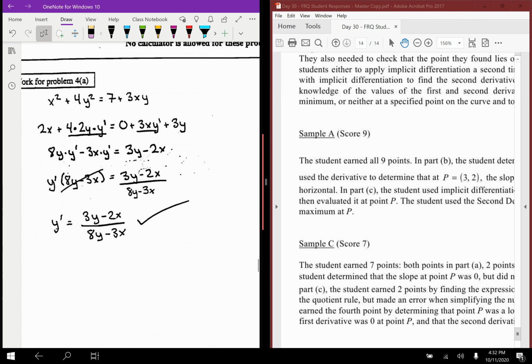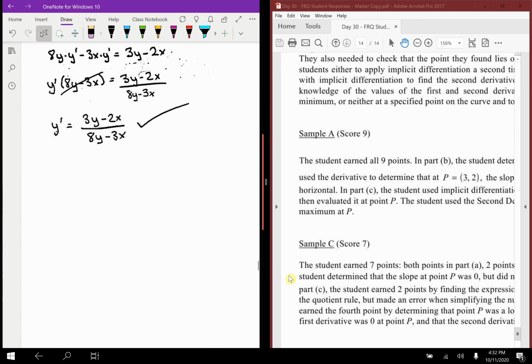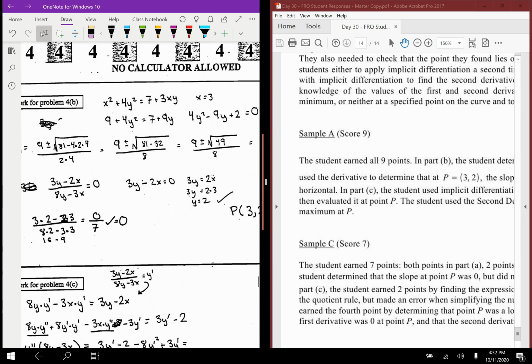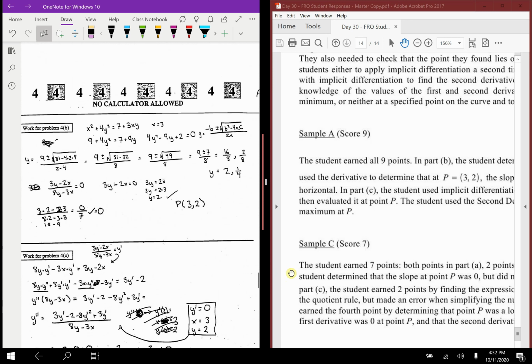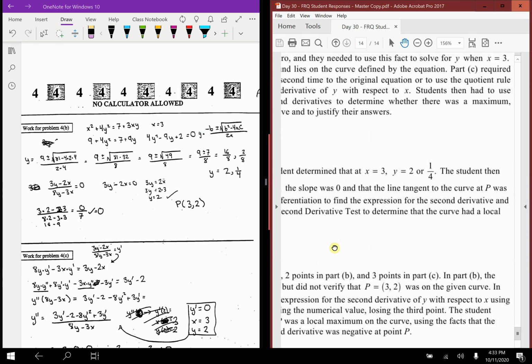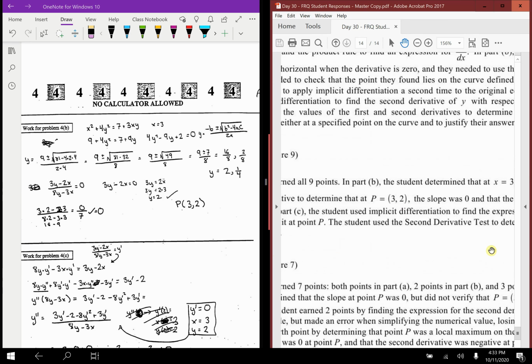So first one, they earn all points. They did very well here. Okay, for Part B, look at this crazy amount of work. Notice they went through and used the quadratic formula. Let's see, how did they get there? Well, they determined that at x equals 3, y equals 2 or 1/4. Well, they got x equals 3 just from the problem, right? They told us that. So they evaluated this equation at 3, got here, set this equal to 0, and said, oh no, I don't know how to factor, which is okay because they remembered their old favorite friend, the quadratic formula, plugged everything in, simplified down, and got this as their 2 answers.